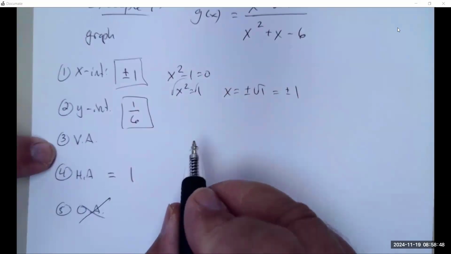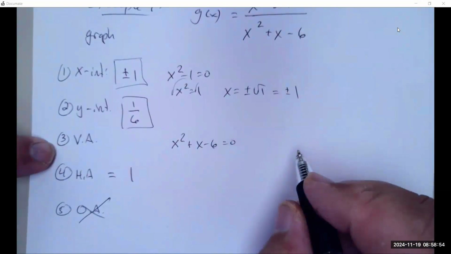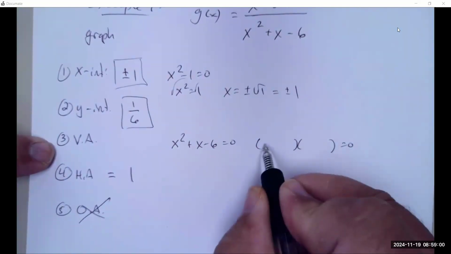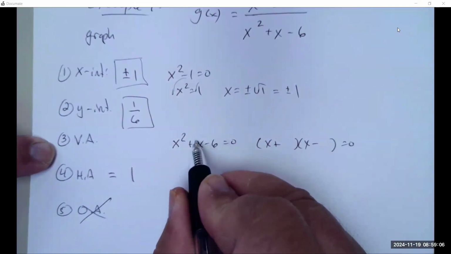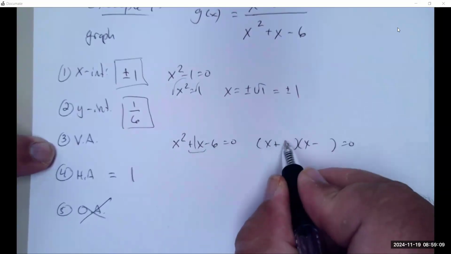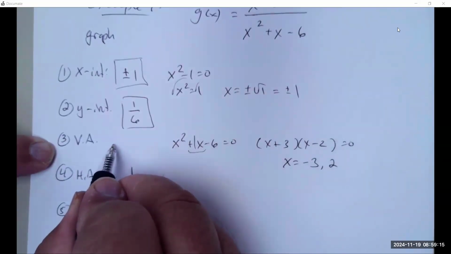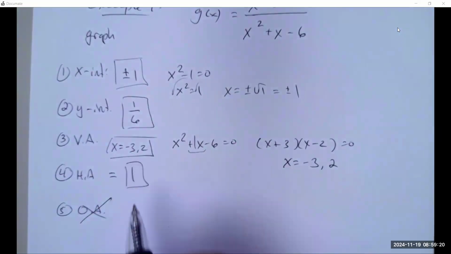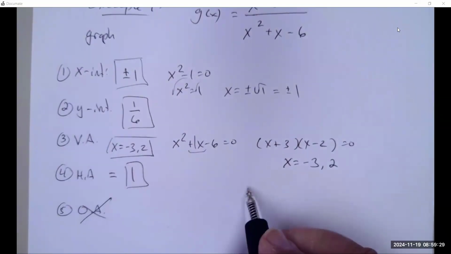Vertical asymptote. If we factor this out, it's x, opposite signs. What times what is 6? When we subtract them, we get 1. And the bigger number is positive, so it's 3 and 2. So x equals -3 and +2. So it pretty much guides us to what we need to graph.